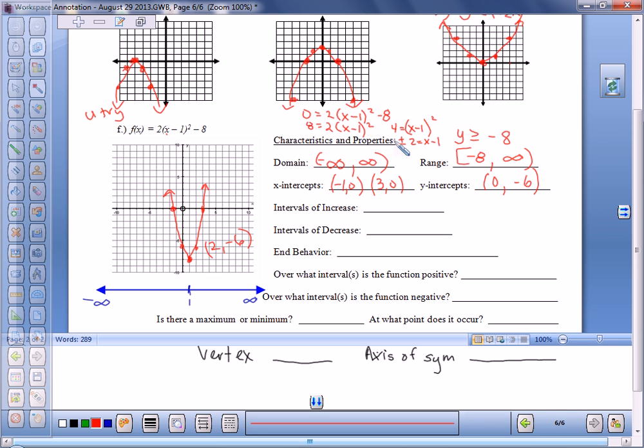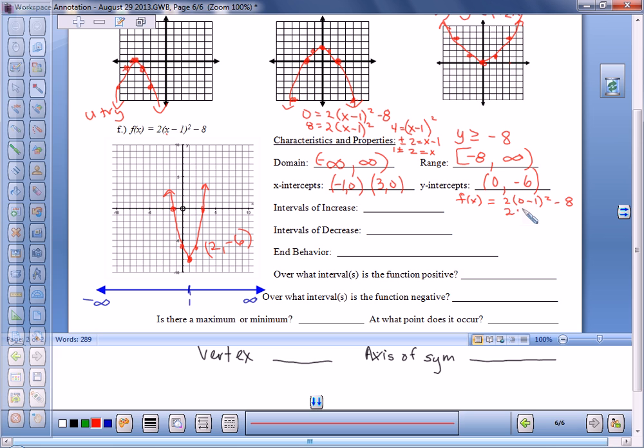Do you see how we could do it algebraically? How would we find the y-intercept algebraically? Plug 0 in for x. So we get f of x, which means the same as y, equals 2 times (0 minus 1) squared minus 8. So I'd get 2 times 1 minus 8, which is negative 6. Is that what we got? Yeah. So even if we didn't have the nice graph, we could find our intercepts algebraically.